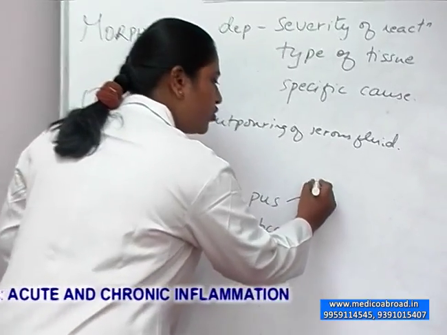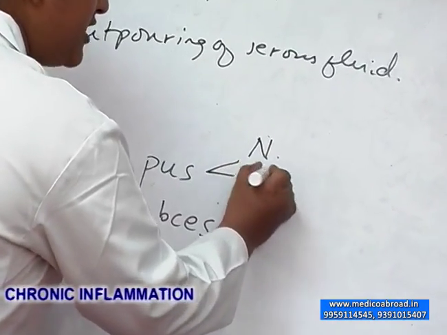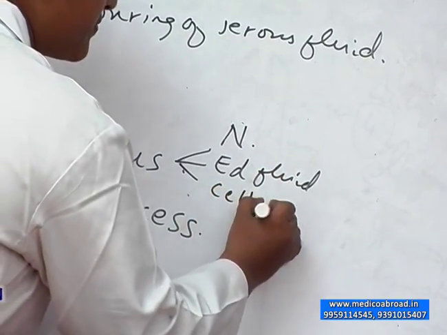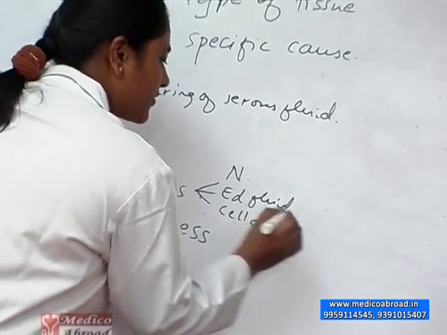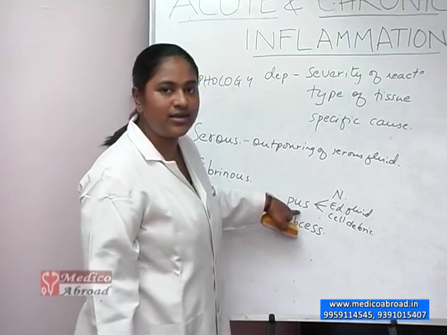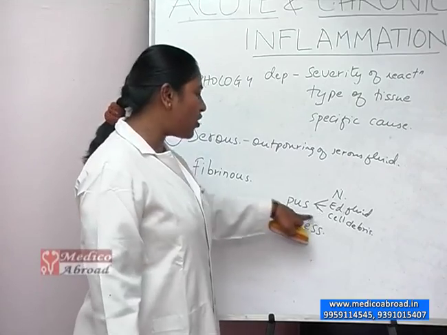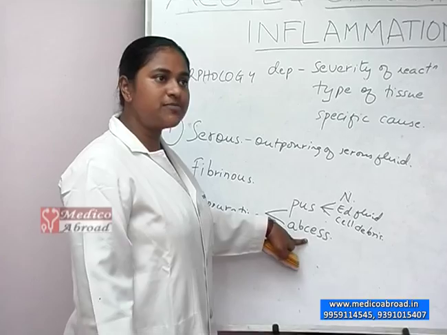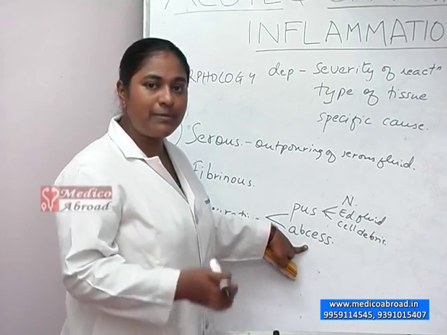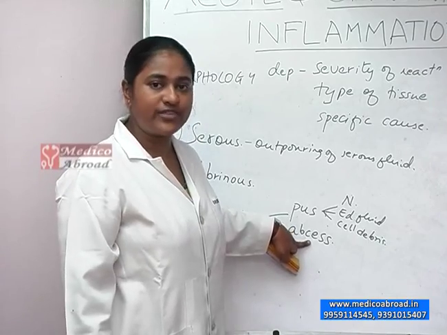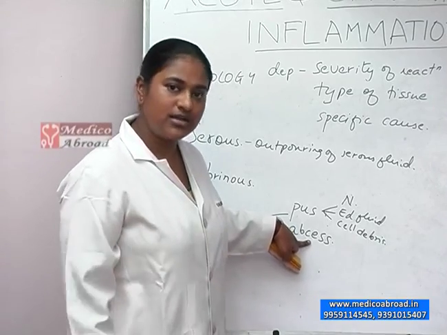A collection of neutrophils, edema fluid and cell debris. The collection of all this is called pus or purulent discharge. Any localized collection of pus is called an abscess. This may be superficial or it may be deep in the tissue. This is caused by seeding of the infection deep into the tissues.